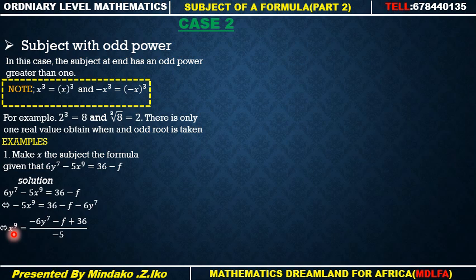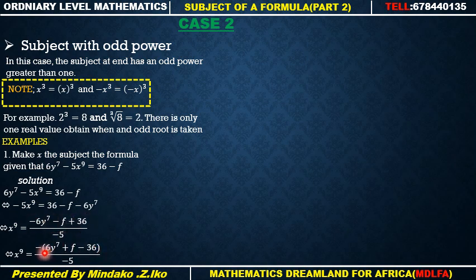Now since I've rearranged this equation to have negative 6y power 7 minus f plus 36 divided by negative 5, we can actually factor out the negative sign, since we have negative, negative and negative here. Now if we factor out the negative sign, this sign here will change to a plus sign, and here will change to a minus sign. So at the end of the day we are going to have x power 9 equal to negative times 6y power 7 plus f minus 36. Now here is plus, here is minus, because if I decide to take this negative and expand through here again, I will still arrive at this point up here.